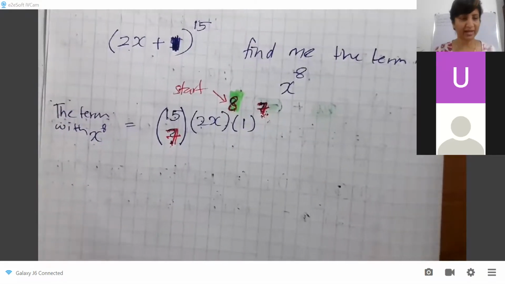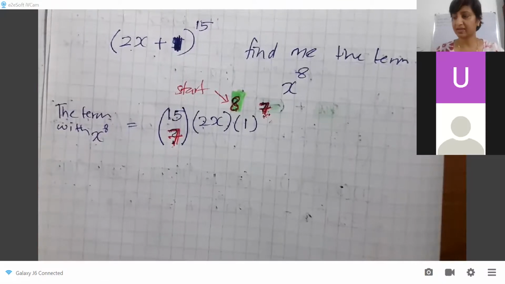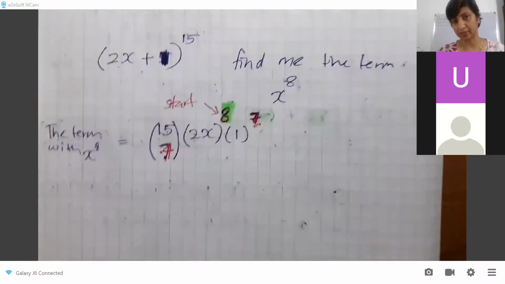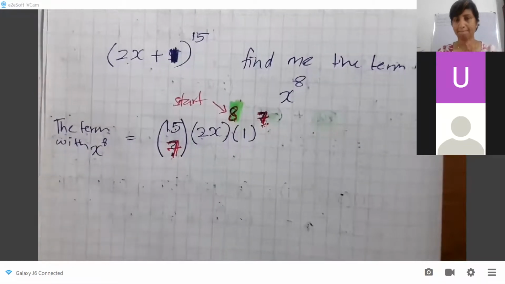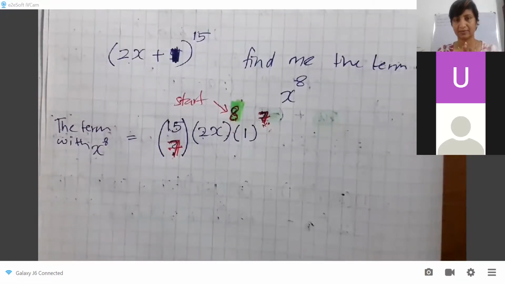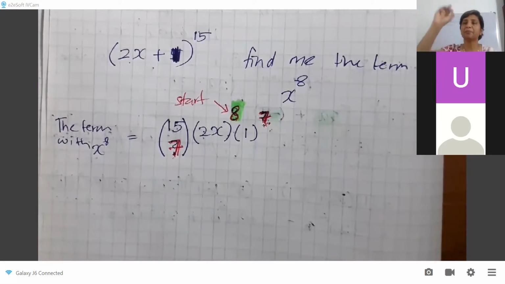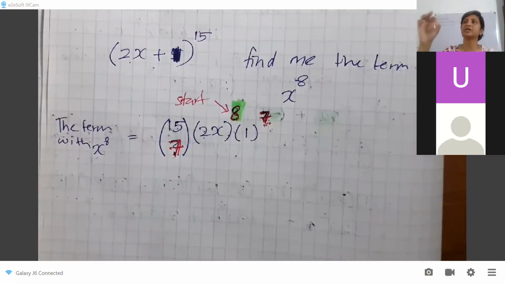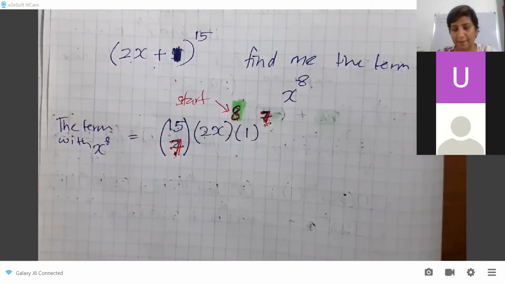Did you understand this? We'll write the note for this and then we can copy this as an example. Did you understand? We'll practice this. This is how you can find a certain particular term in the expansion. If they tell you, find the term with x to this power, then you can just figure that term out. Is this clear? Yes, miss. Okay.